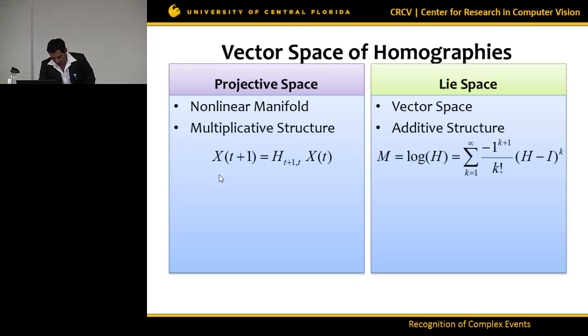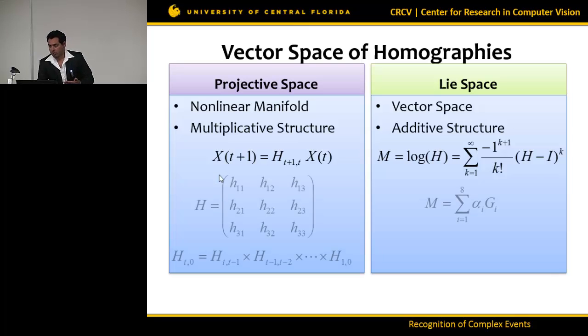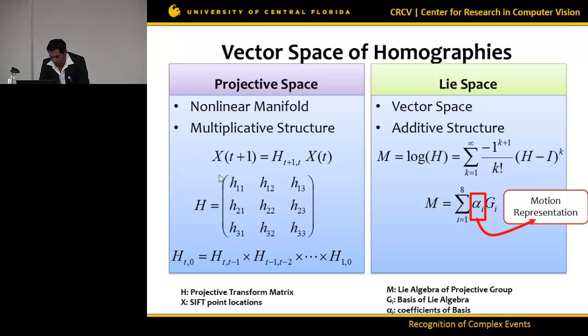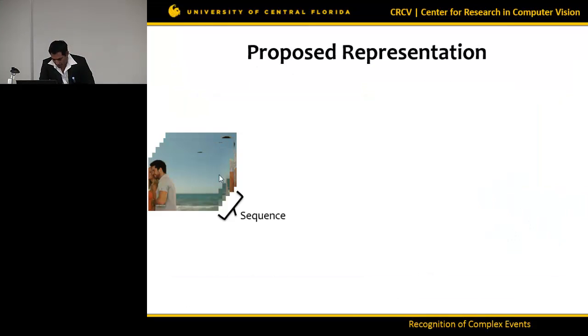So here is the formulation of the vector space, where you have this multiplicative structure of homographies, which can be reduced to an additive structure using this log matrix mapping. And this basically becomes our basis of representations. For this log matrix mapping, for every component in the homography matrix, you have bases, 8 bases for 8 components, and those are denoted by G sub I. So the coefficients corresponding to those bases become our representation.